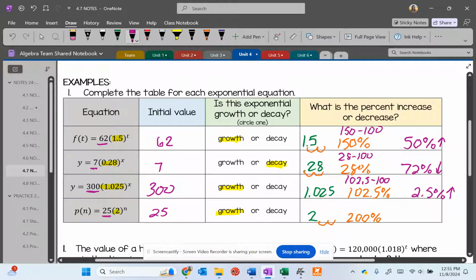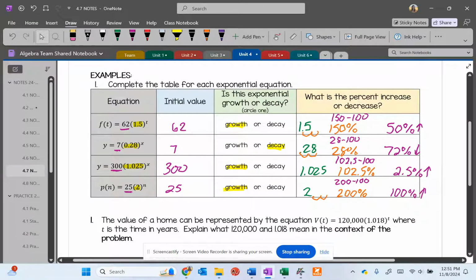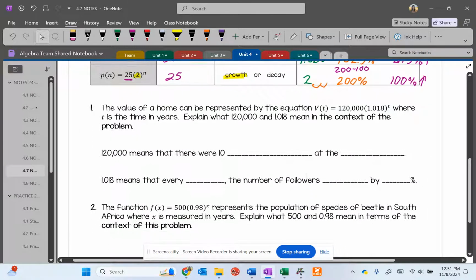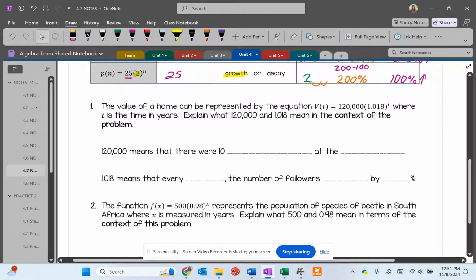And the same thing with this example here. This one's a little tricky and strange, but we can still subtract away 100. Then this is a 100% positive leftover, which means 100% growth. So now that we've talked about the ways that we can break down and interpret each of those numbers, let's see what this looks like in a problem like this.